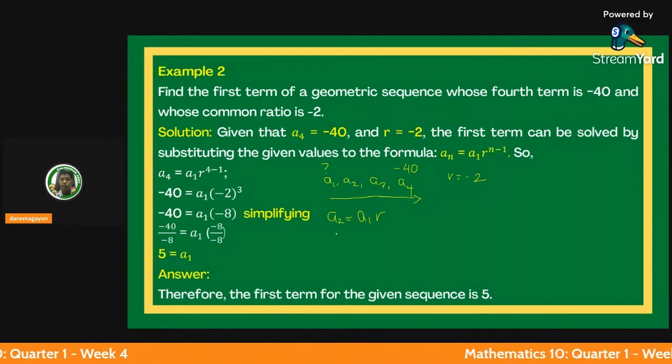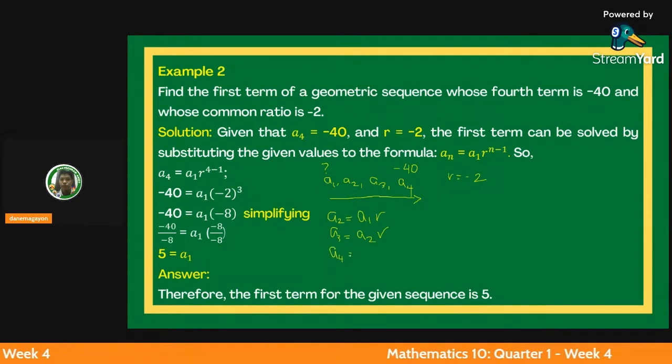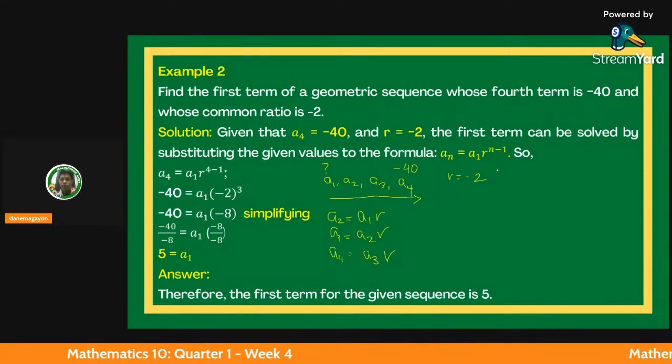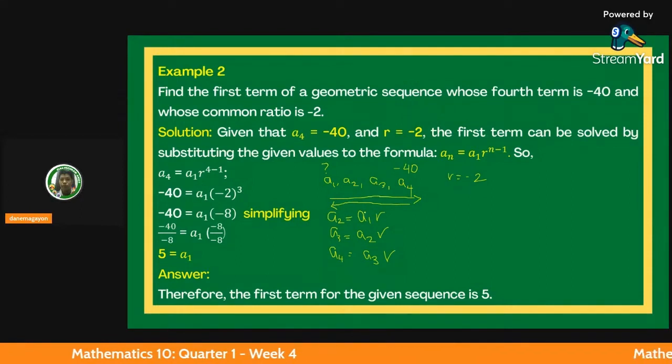Like, for example, in order to solve for A sub 2, we need the product of A sub 1 and r. Then, next natin, to get the value of A sub 3, we need the value of A sub 2 times r. And then for A sub 4 naman, we need A sub 3 times r. This time around, we will do this by backward solution. Gagawin natin, we will begin with A sub 4, down to A sub 3, down to A sub 2, until we reach A sub 1. So we will try to derive the following formula in getting A sub 3, A sub 2, and A sub 1 with our existing formula.